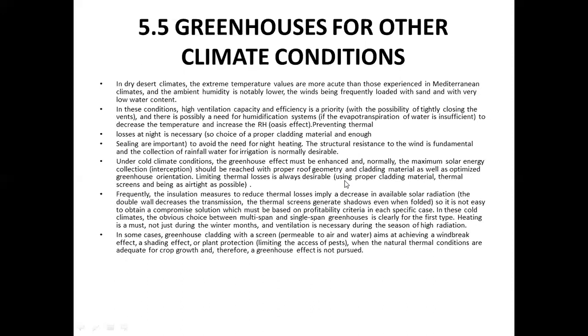Thermal losses, or the heat losses, at night are also a concern, as the absorbed radiation is exhausted at night. Okay, and in cold climatic conditions, the solar energy should be achieved at maximum efficiency by taking proper orientation or proper geometry, or using proper cladding or glazing materials. Okay, so this was all about greenhouses for climatic conditions.